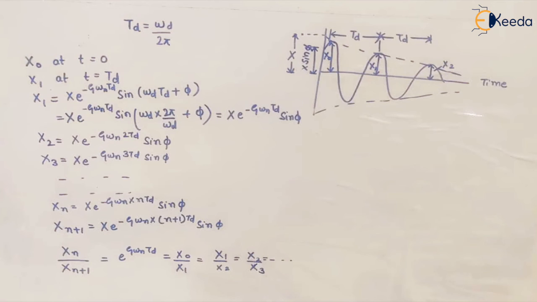In the case of the underdamping system, when zeta is less than 1, we have seen what exactly is happening. The decay is taking place with simple harmonic motion, right?